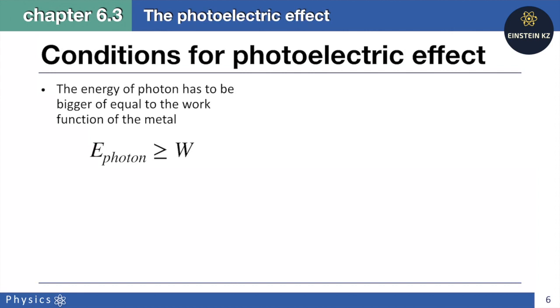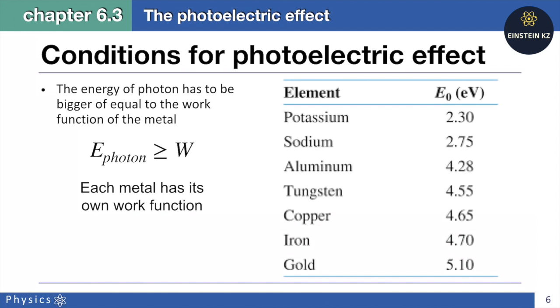The work function is unique for each metal. For instance, in this table, we can see that potassium has a work function of 2.3 electron volts. It means that the energy of a photon has to be at least 2.3 electron volts in order to observe the photoelectric effect. We also have to know that 1 electron volt is equal to 1.6 times 10 to the power of minus 19 joules. This energy unit is used at the nanoscale because at the nanoscale we have very small amounts of energy.